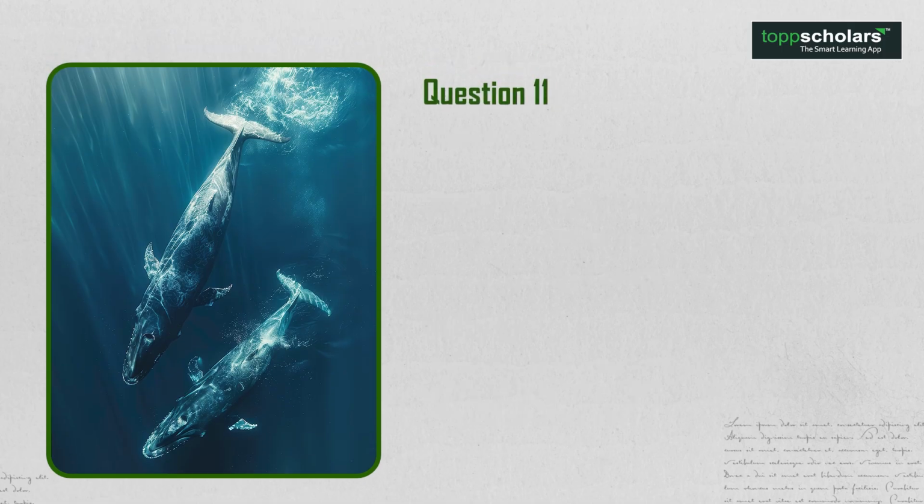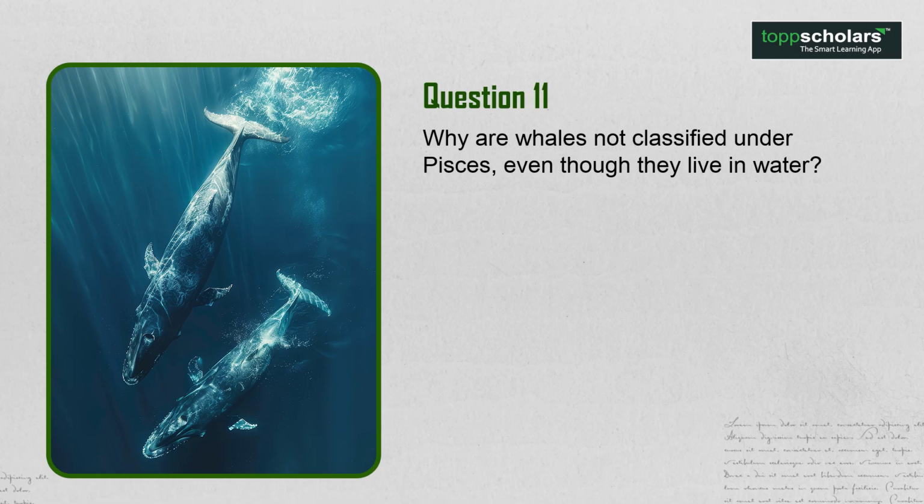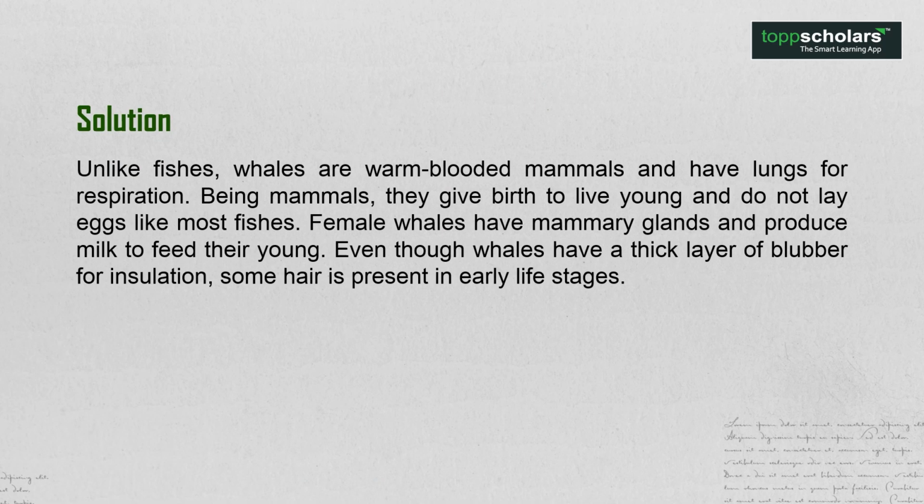Question 11. Why are whales not classified under Pisces even though they live in water? The correct answer is, unlike fish, whales are warm-blooded mammals and have lungs for respiration. Being mammals, they give birth to young ones instead of laying eggs. Female whales have mammary glands and produce milk to feed their young. Additionally, whales have a thick layer of blubber for insulation and some hair is present during their early life stages.